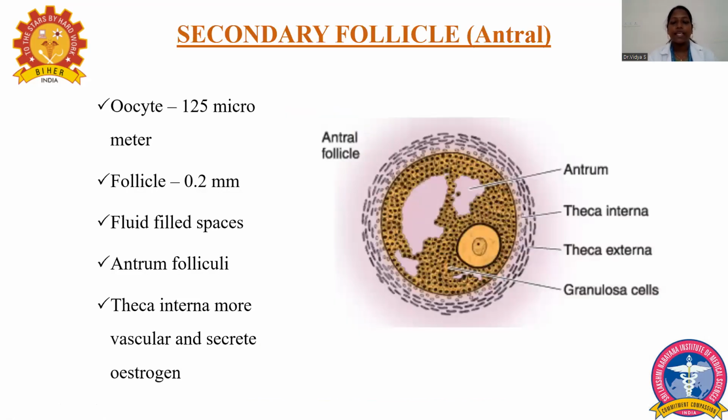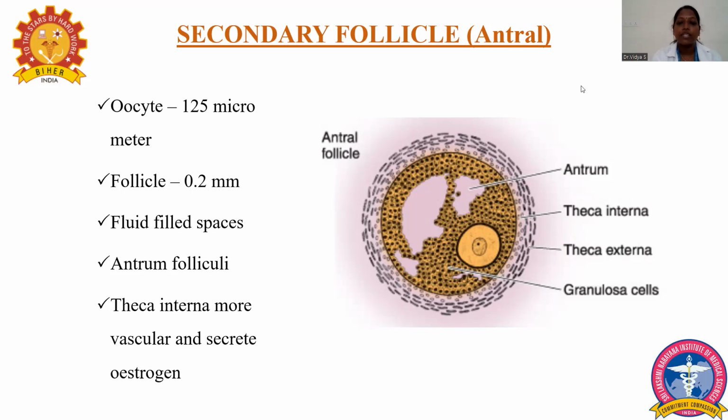Next, we move on to the secondary follicle, otherwise called the antral follicle. Why is it called the antral follicle? Here, this oocyte is 125 µm in size. The follicle is 0.2 mm in size. I already told you, antral means the fluid-filled space. In the secondary follicle, we can view the fluid-filled space, that is nothing but the antrum. We can view the antral follicle here.